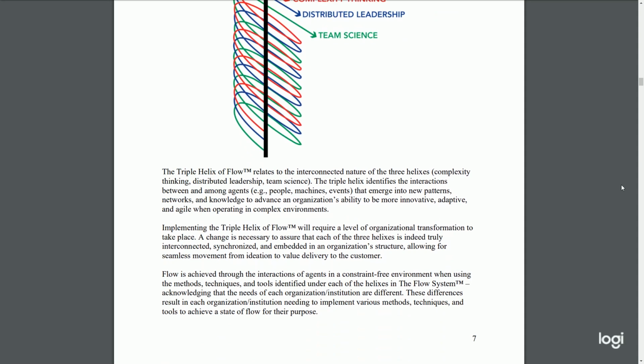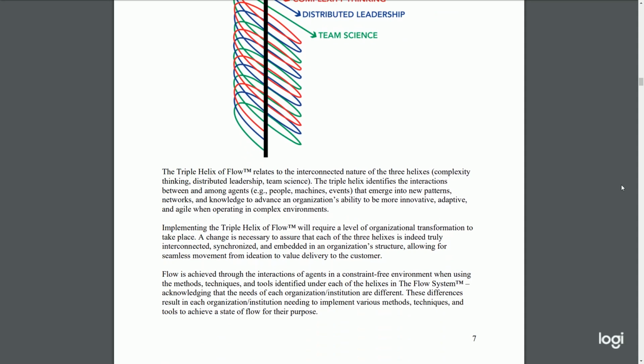Implementing the triple helix flow will require a level of organizational transformation to take place. A change is necessary to assure that each of the 3 helixes is indeed truly interconnected, synchronized, and embedded in an organization's structure, allowing for seamless movement from ideation to value delivery to the customer.